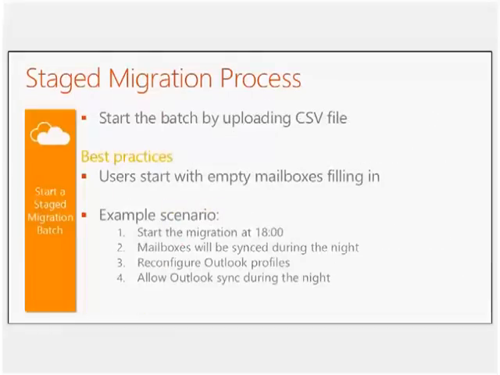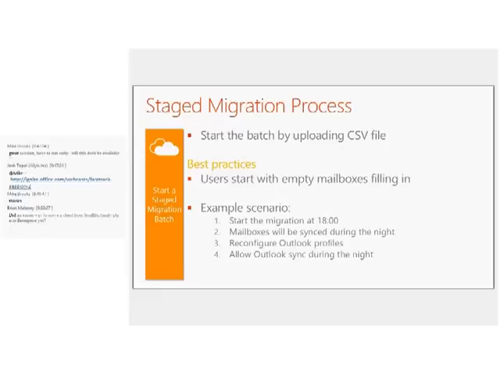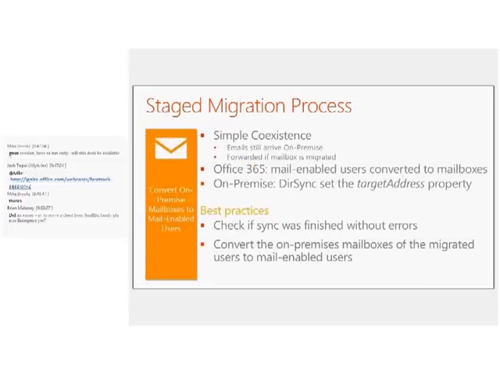Start the batch by uploading the CSV file. Users start with empty mailboxes and they start to fill in. The example scenario here is saying, hey, started at this time. They'll be synced during the night, reconfigure the Outlook profiles, and allow sync during the night. And again, that will be something where they'll need to re-download their OST file. Simple coexistence. Emails still arrive on premises. Like I mentioned, there is no MX record switch yet, and it's forwarded if the mailbox is migrated.